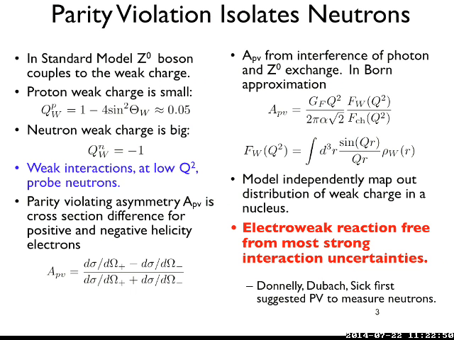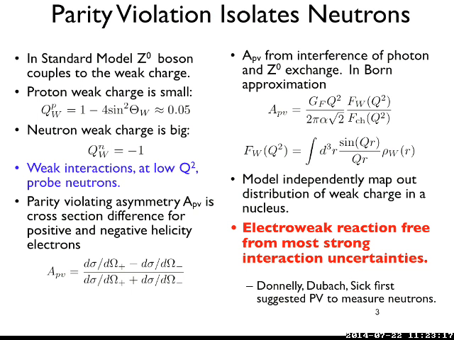Experimentally, what one actually measures is this parity violating asymmetry. It's the fractional difference in cross-section for scattering positive helicity electrons or negative helicity electrons. It's the weak interactions. This is of order a part per million. It's a small asymmetry. It's coming from the interference between the weak amplitude and photon exchange.